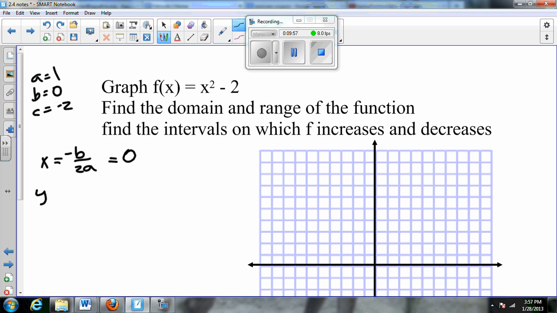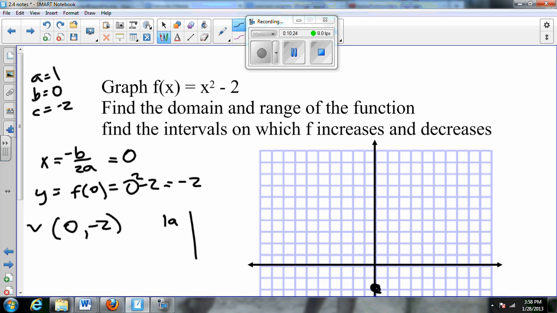Then we've got to find our y. So we plug in 0 for x. So y is -2. So our vertex is the point 0, -2. And then we're going to use the 1a, 3a, 5a if needed trick.